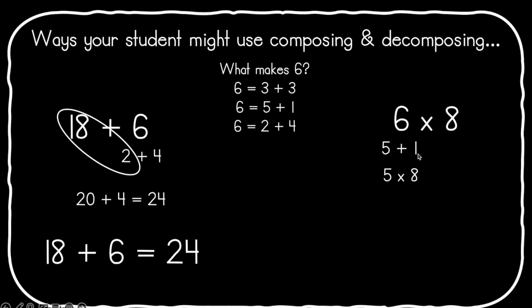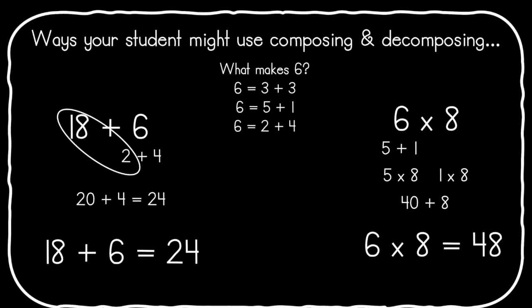And then what you can do is multiply 1 times 8 and get 8, and then put those back together to get 48. So we decompose the 6 and then we put it back together to get 48. And some of you are saying, that's too much trouble. They just need to know 6 times 8 is 48. And you're not wrong. They do need to know 6 times 8 is 48.